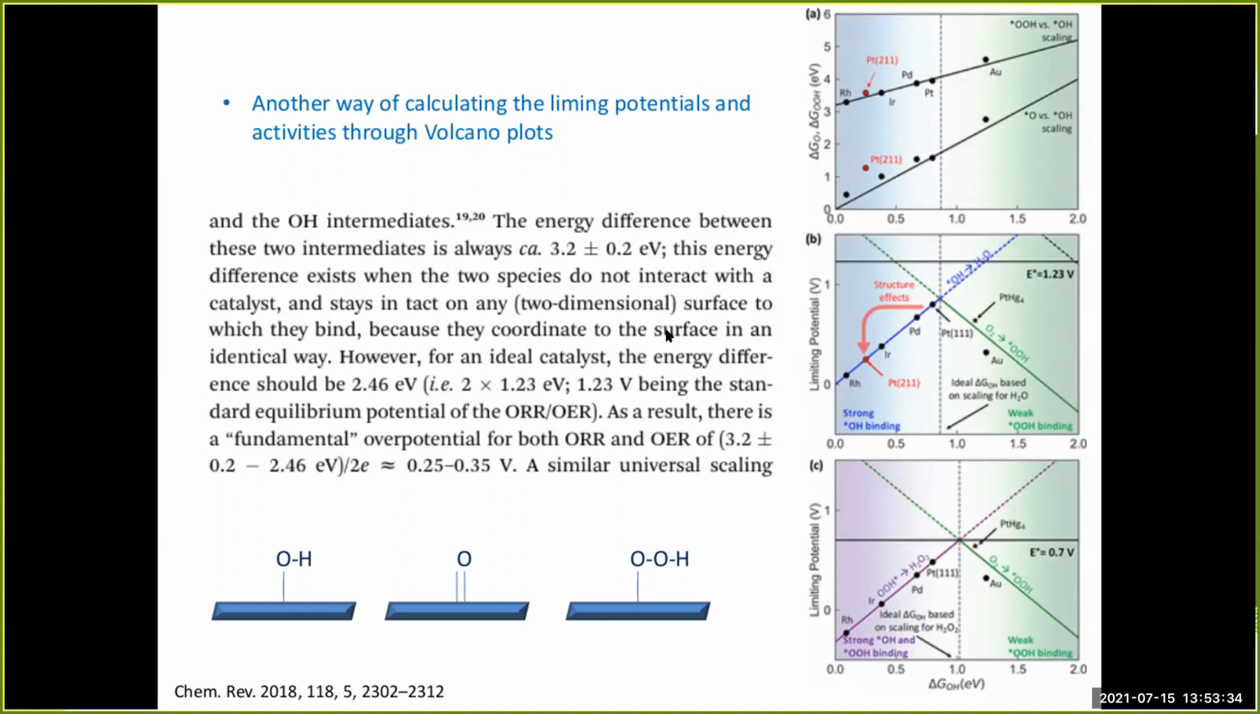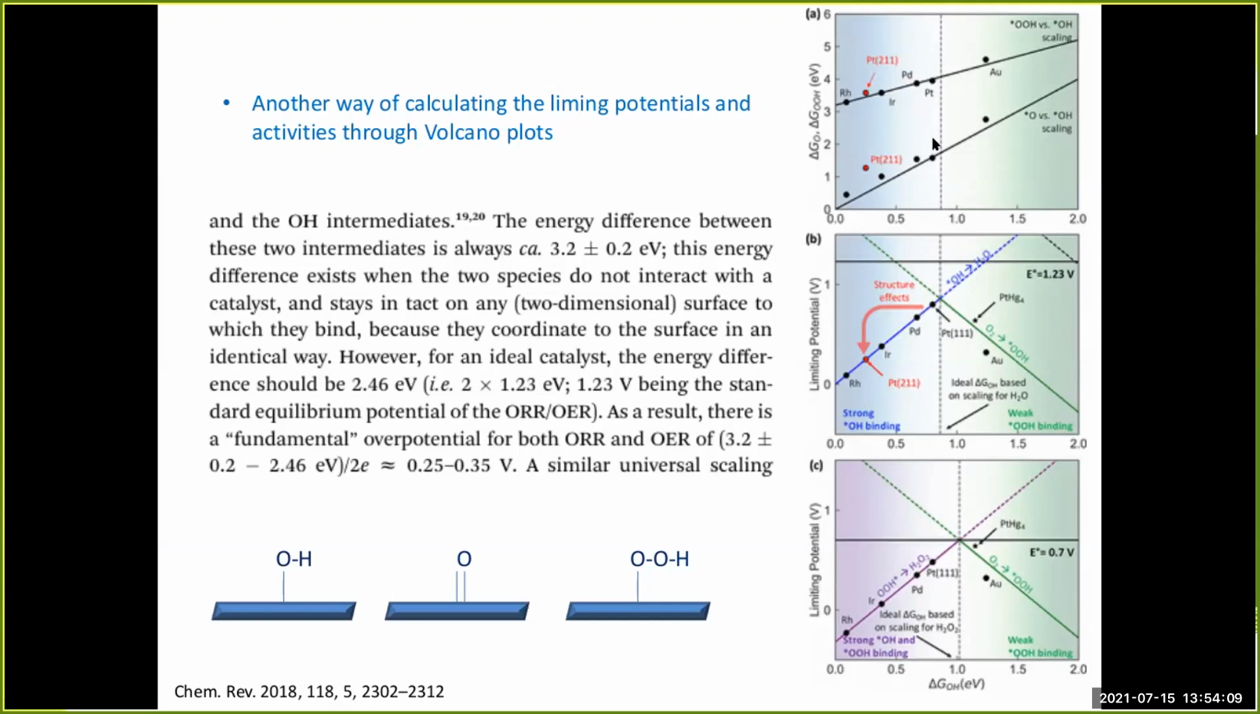Usually, in the case of an ideal catalyst, the difference between the OH and the OOH complex is 2 times 1.23. In real cases, most of the complexes show about 3.2 plus or minus 0.2 electron volts. From this, we obtain a fundamental overpotential of 0.3 electron volts, which makes the energy production process less favorable. This plot defines the OH adsorption energy with respect to oxygen and OH adsorption energies.